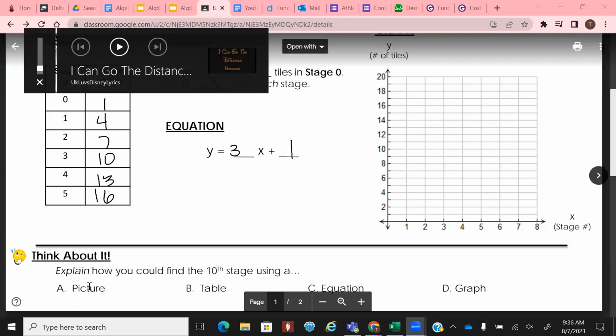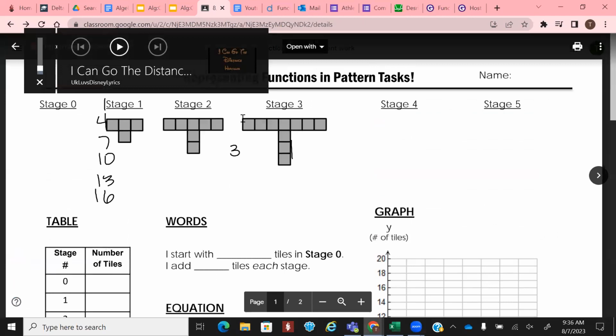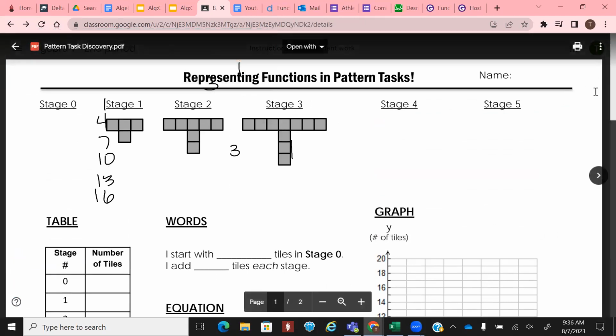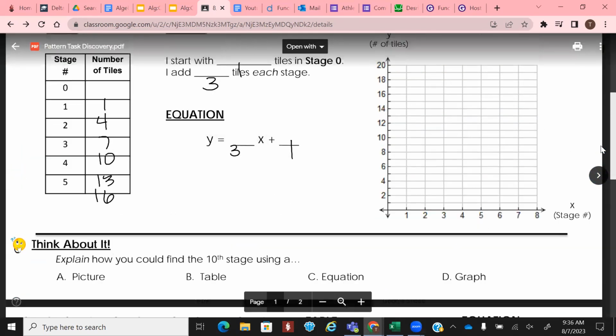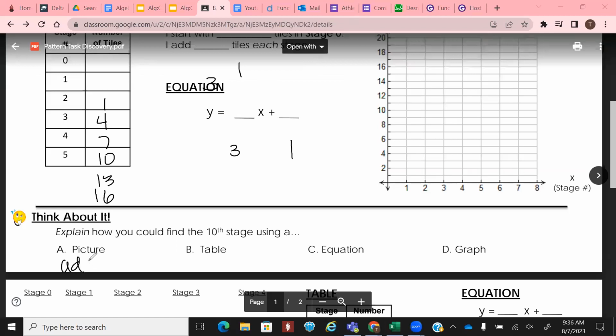So, how would you do it with a picture? Like, how could you go about doing that? Keep adding 3 tiles, right? We can add it on each one, right? Okay, so we're down here. We would say add a tile to each side. What about the table? How would we go about filling in the tenth? You could add 3 each time all the way up to 10, right? Okay. So add 3 each time up to 10.